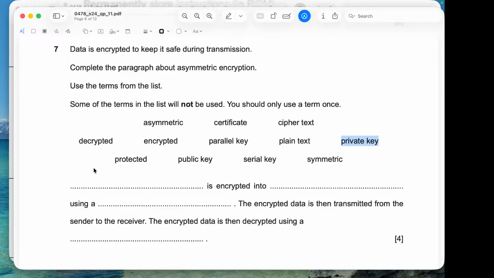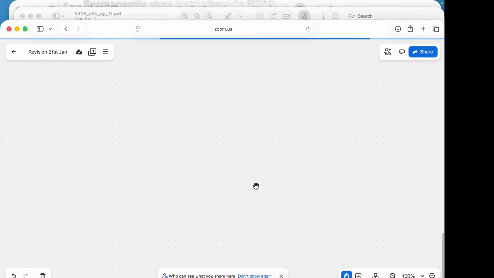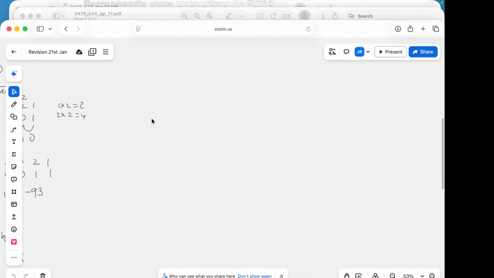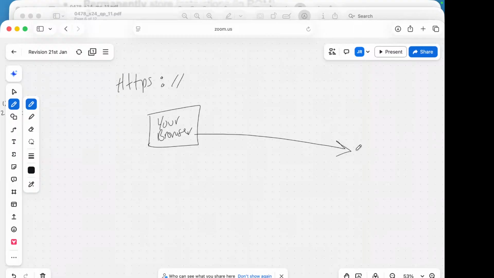So let's just go over that very quickly, what happens there. When you use a website with the padlock, or it says HTTPS on it, that's using asymmetric encryption. And what happens is your browser requests the website from the web server.